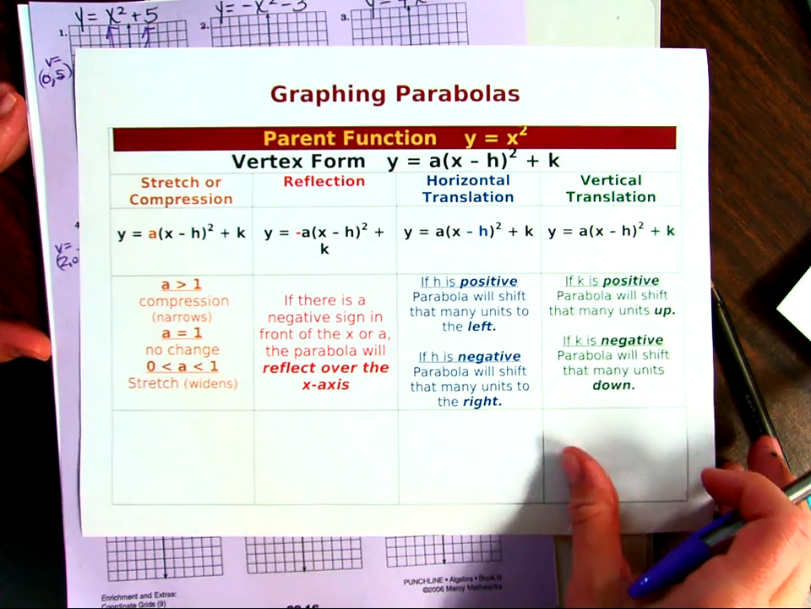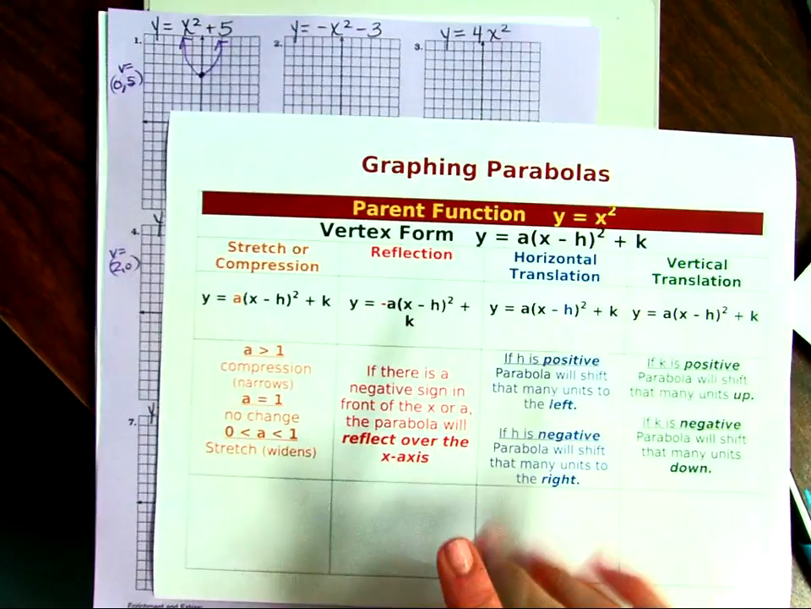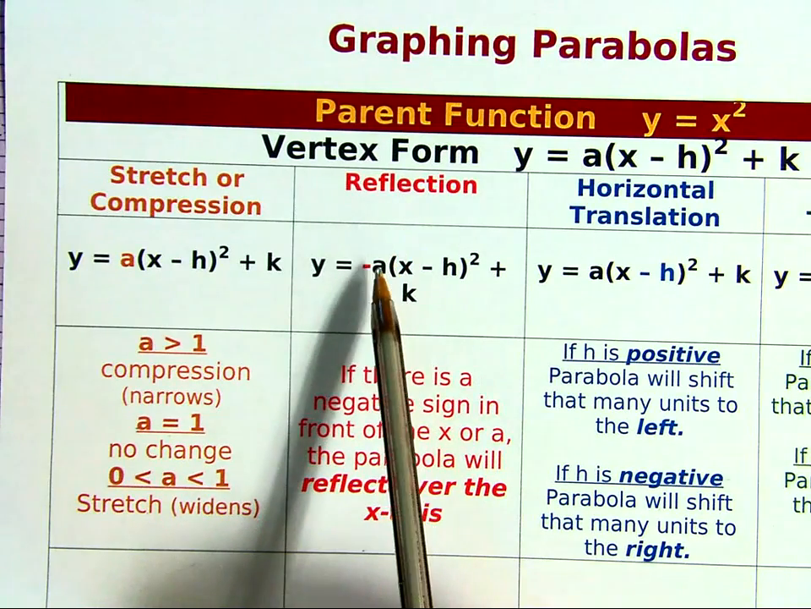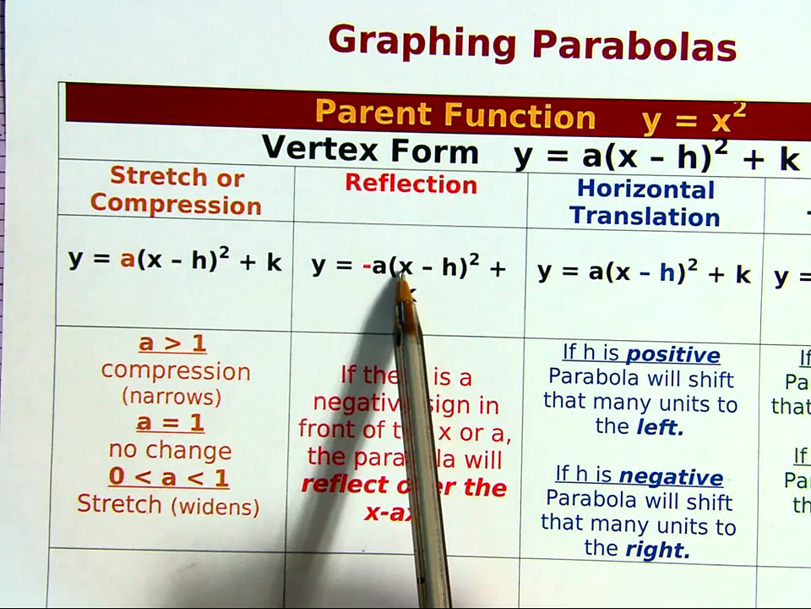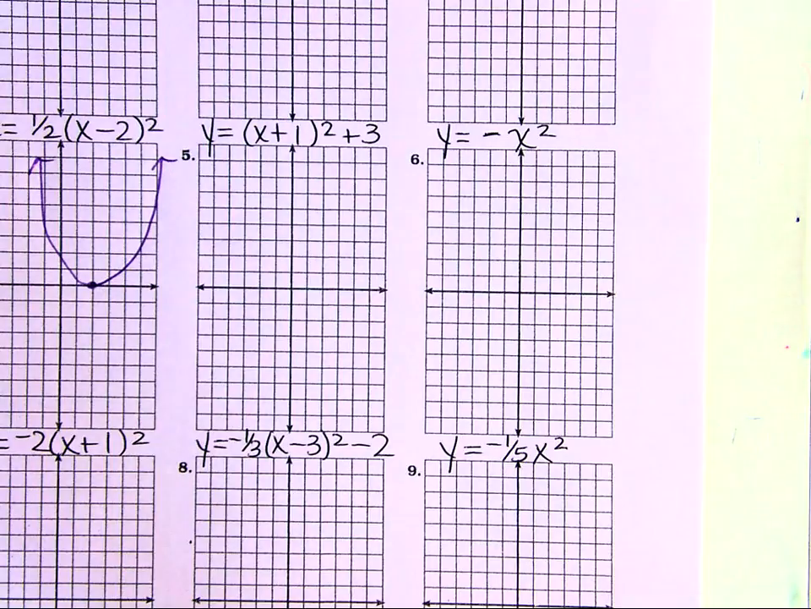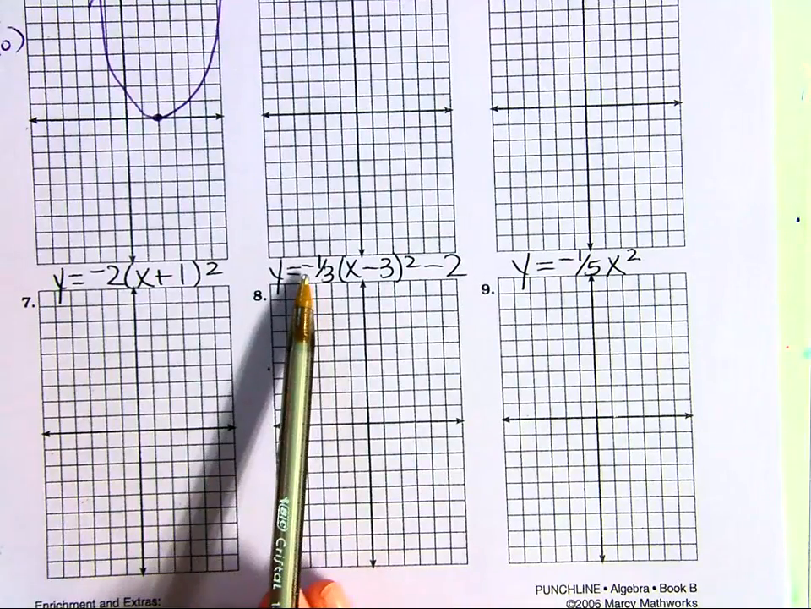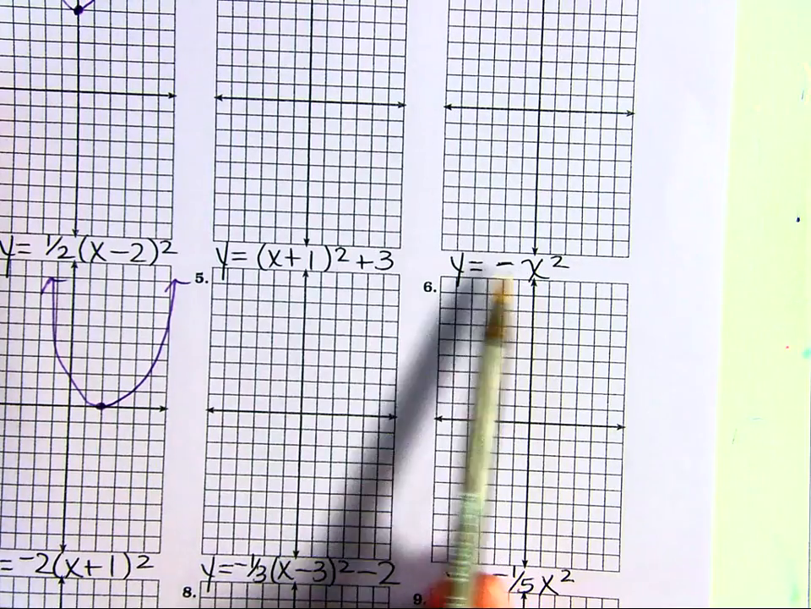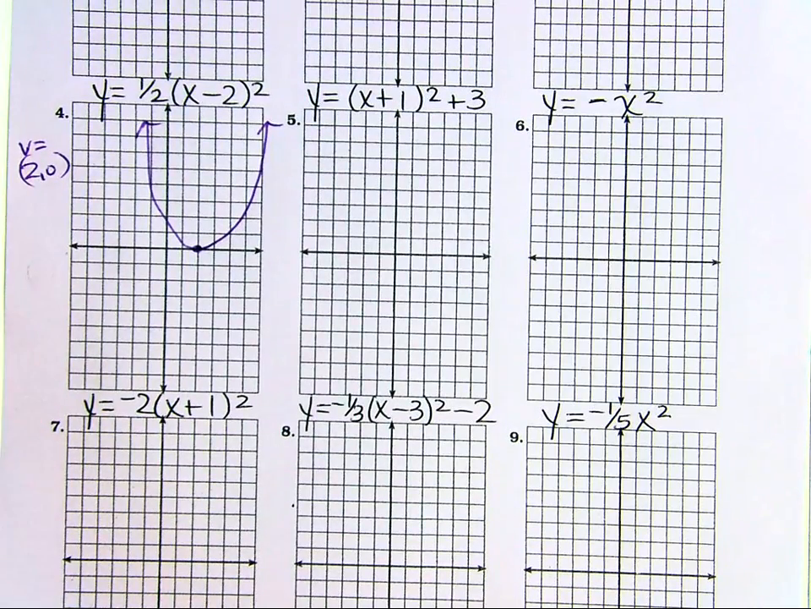How do you tell if it opens up or down? The reflection is based on whether there's a negative. If there is a negative anywhere in front of that X or that parenthesis, it's going to reflect. Anywhere. Okay? So, for example, this one will reflect. It'll open downward. This one will open downward. This one will. This one won't. And so on. Okay? All right. So you're good with that.